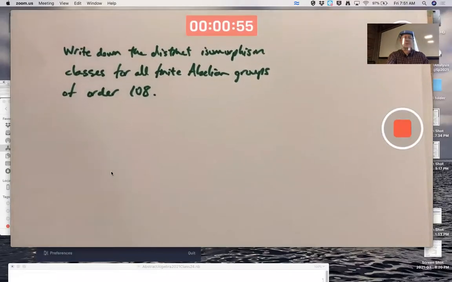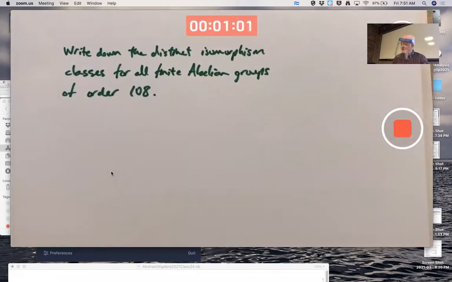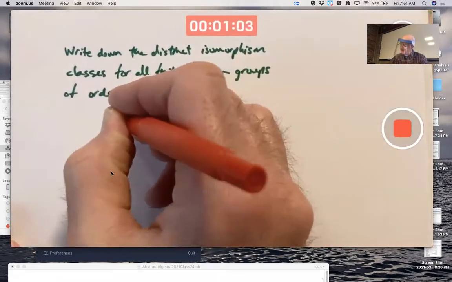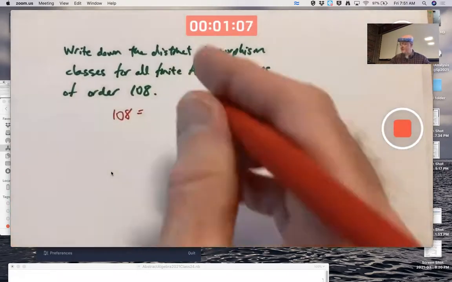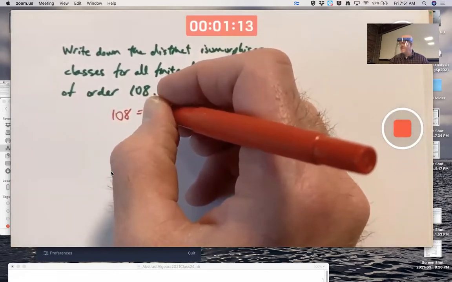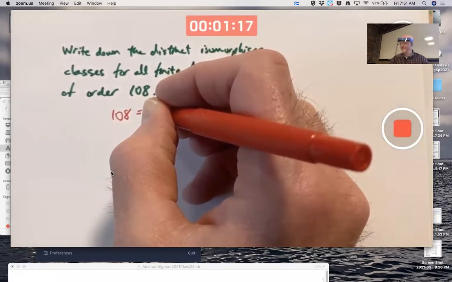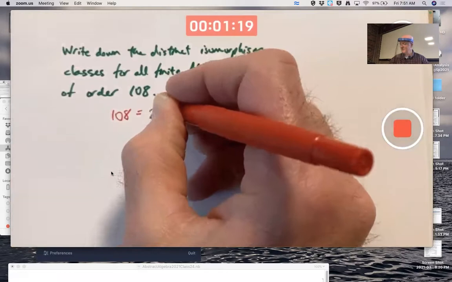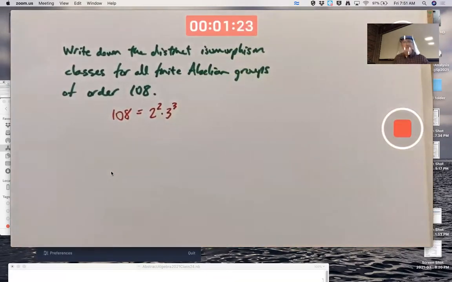All right, let's work through this. So the first thing you need to do is factor it as prime factorization. Can you do that in your head quick? What was it? Two squared times 3 cubed. 4 times 27.